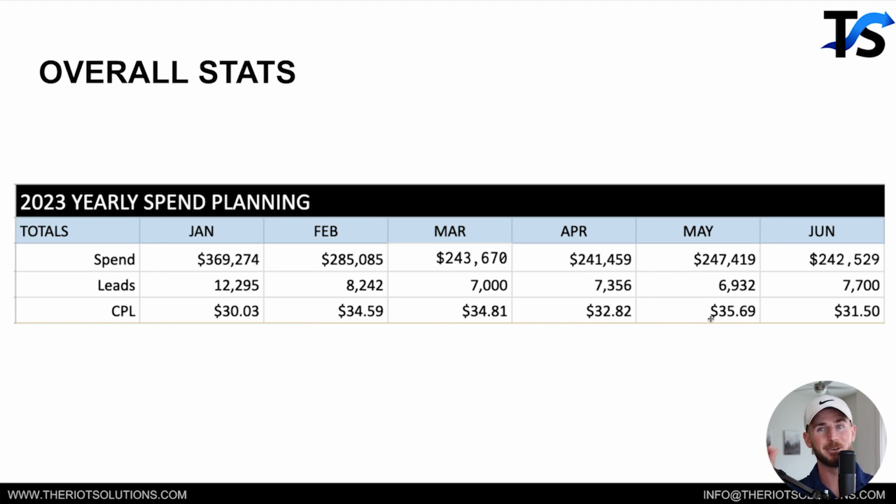Now, I'm a little bit salty about May because we actually had a problem where our pixel got uninstalled for like a week, to where Facebook was flying blind for like a week. Long story short, it's problems with the web dev team, all that stuff. But look, long story short, $35 or lower all year, and we've been crushing it. And there's a lot of key things I want to talk to you guys about today, especially in lead generation.